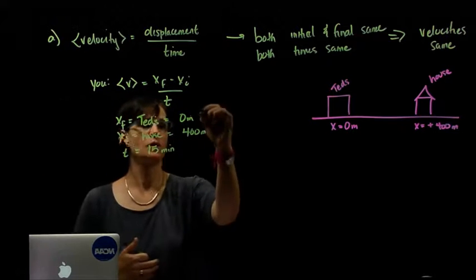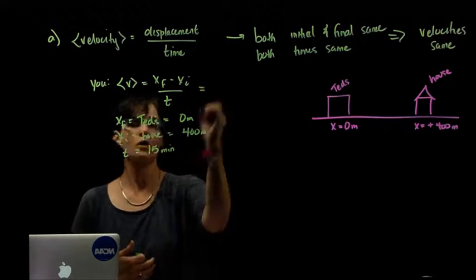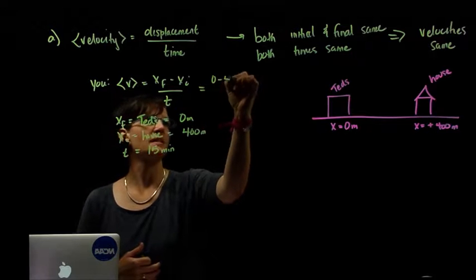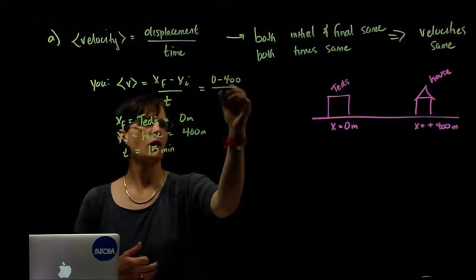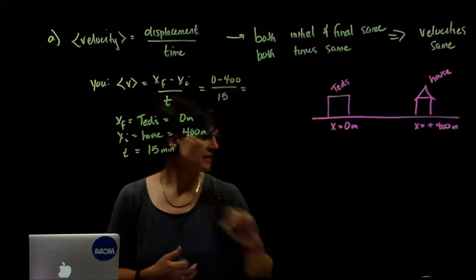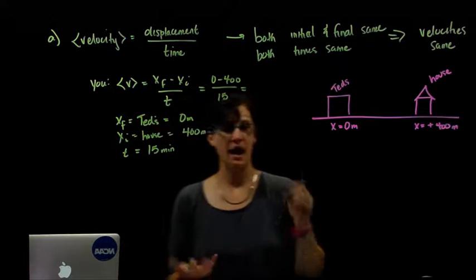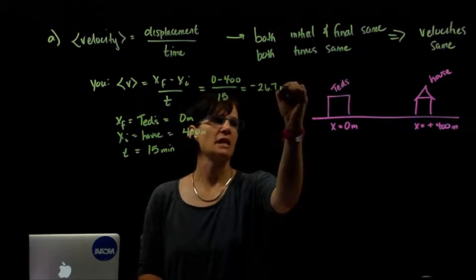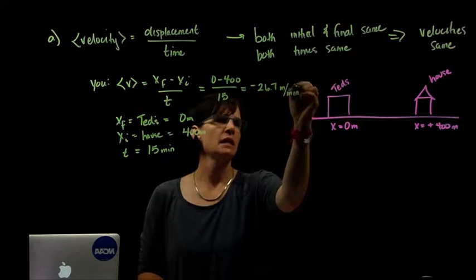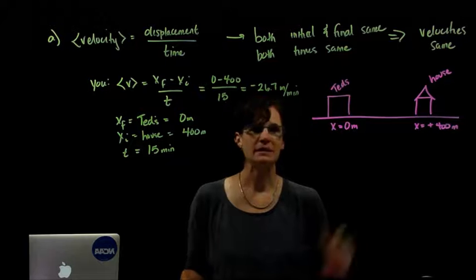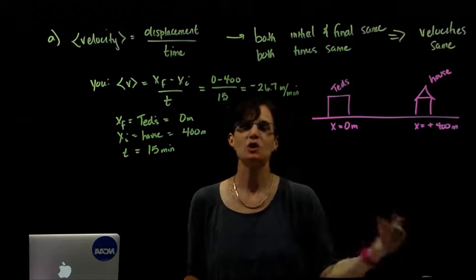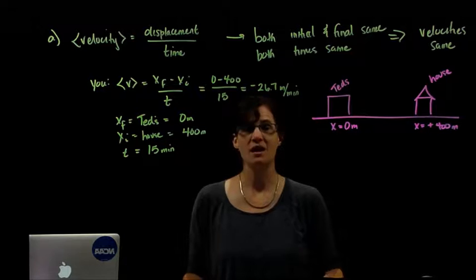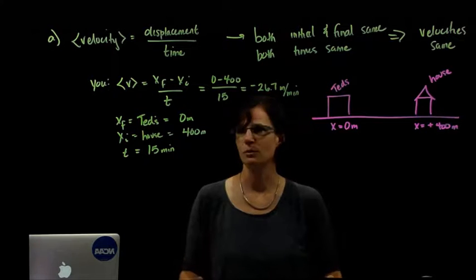So if I use this information to solve for my average velocity, final position is 0 minus initial position of 400 all over 15 minutes, then I find that my average velocity is a negative 26.7 meters per minute. What does that negative tell me? Well, it tells me I'm moving to the left on average. And if I started at my house and I ended up at Ted's, on average I ended up to the left. I moved to the left.